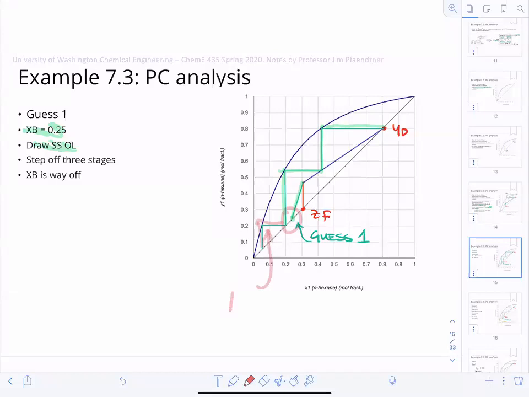That doesn't really mean anything. I just kept drawing because it's very fun to just keep drawing those stages. So guess one is wrong, and my bottoms composition is way off. But by continuing to draw down, we can at least get some estimate, like maybe that's guess number two. So that's a value of about 0.08, I guess, 0.05.